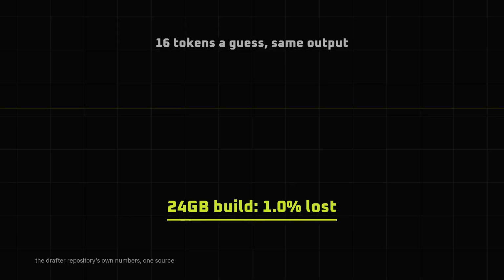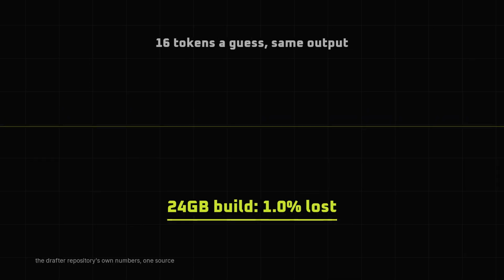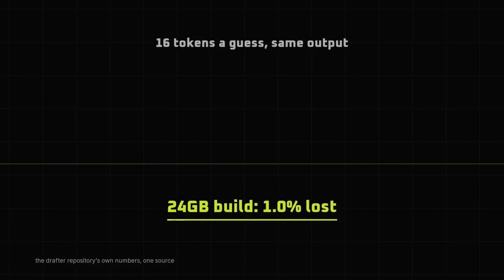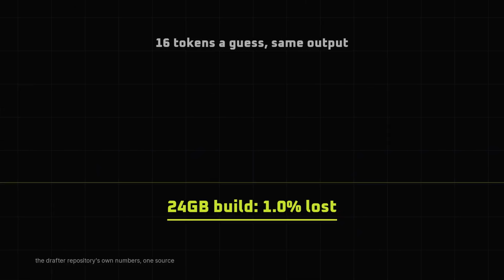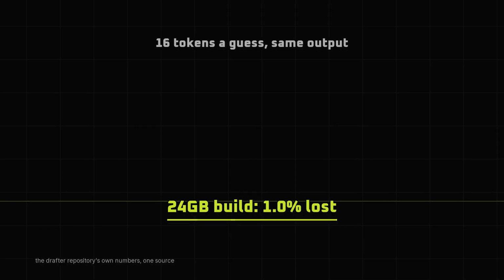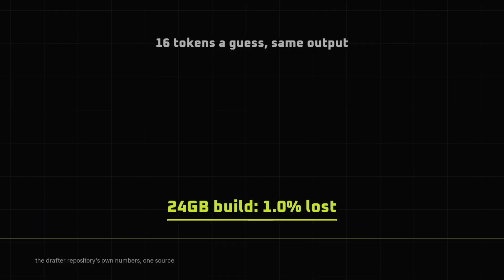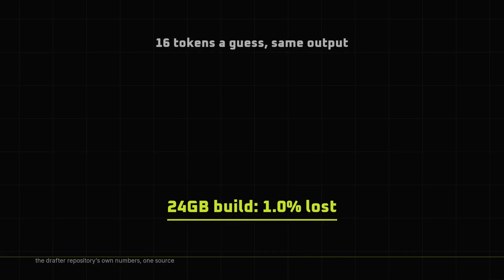The 24GB build pays for its size, 1.0% accuracy against full precision, averaged over 15 benchmarks. The 32GB build gives up 0.2% across those same 15. It fits the card you already own, and that is the whole of the argument.